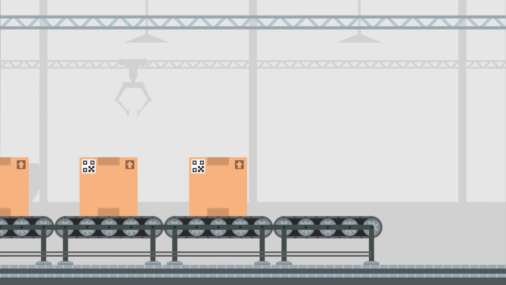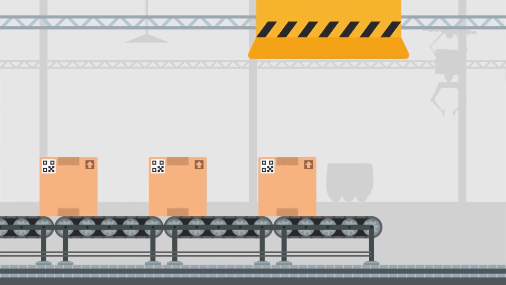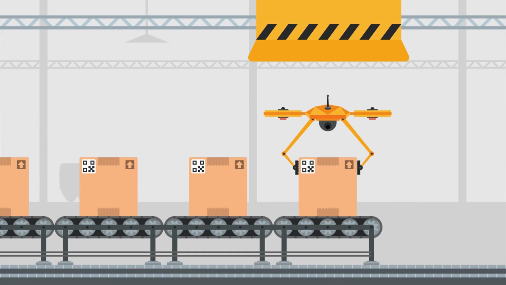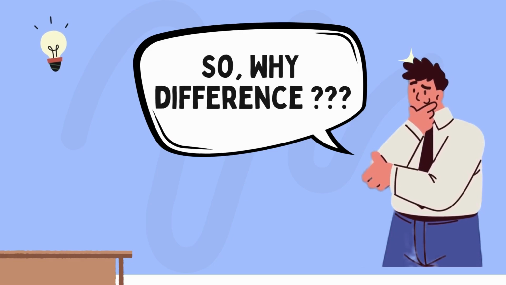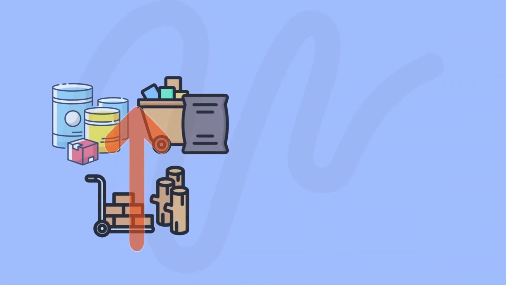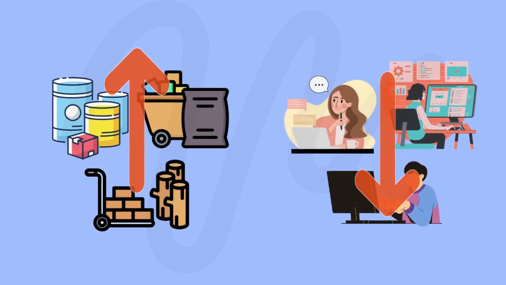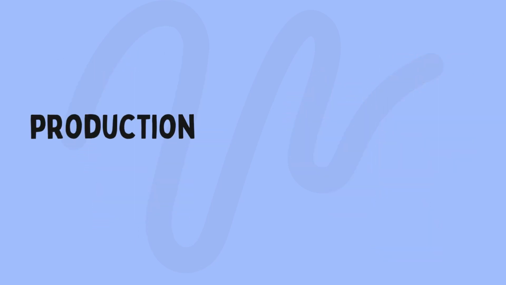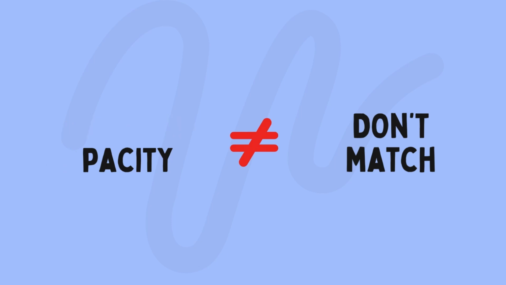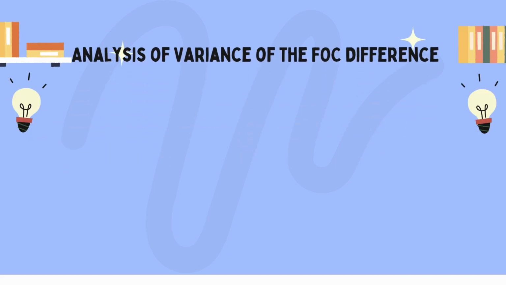That's why analyzing FOC is so important. It helps us see whether production is running efficiently or if there's waste that needs to be addressed. So, the difference in FOC happens because what's planned doesn't always match what actually happens on the ground. Maybe the cost of supporting materials goes up, work efficiency drops, or production capacity isn't met, like electricity prices rising or missing production targets. That's when FOC variance shows up.